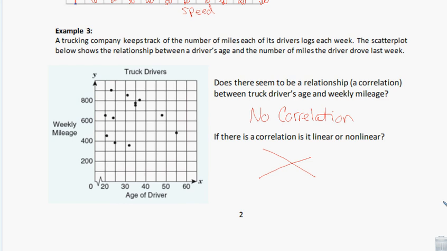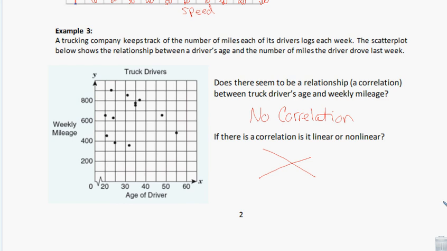But what if I were to think about how old a person is and how many pets they have? Do you think the older you get, the more pets you have? Or the older you get, the fewer pets you have? I think neither one of those is true. I think there's no correlation between your age and the number of pets you have.